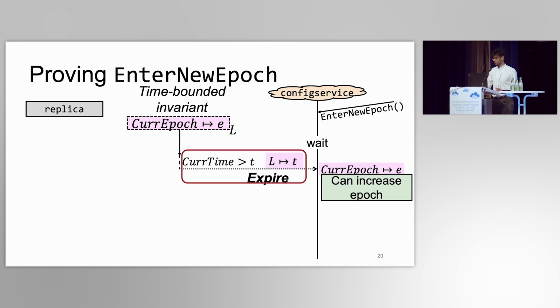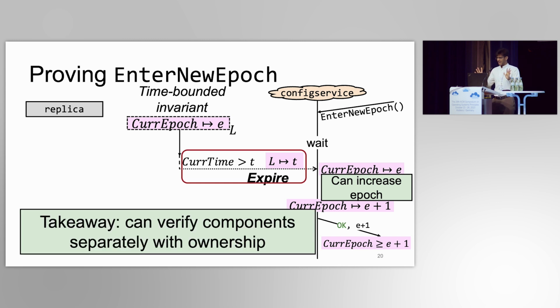This allows the config service to increment the epoch number, including this current epoch resource, and reply to the client, including a witness, this lower bound witness, that the epoch number has actually been increased. And in the future, if future replica servers want leases, the config servers can use even more rules related to time-bounded invariants to create a brand new time-bounded invariant for the new epoch.